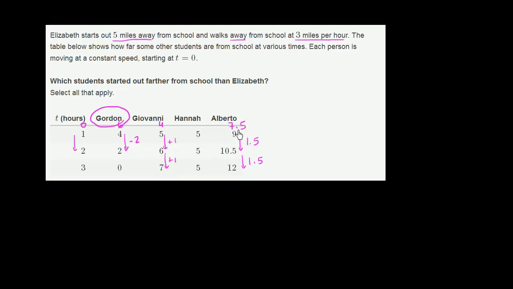So even though he's going away from school, he definitely started further from school than Elizabeth. Elizabeth started out 5 miles away. Alberto started off 7.5 miles away and is going even further and further and further. So the two students that started out farther from school than Elizabeth are Gordon and Alberto.